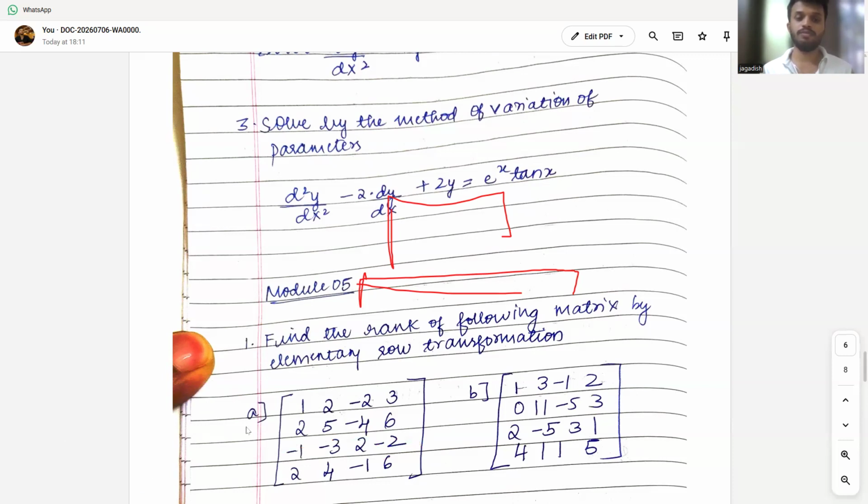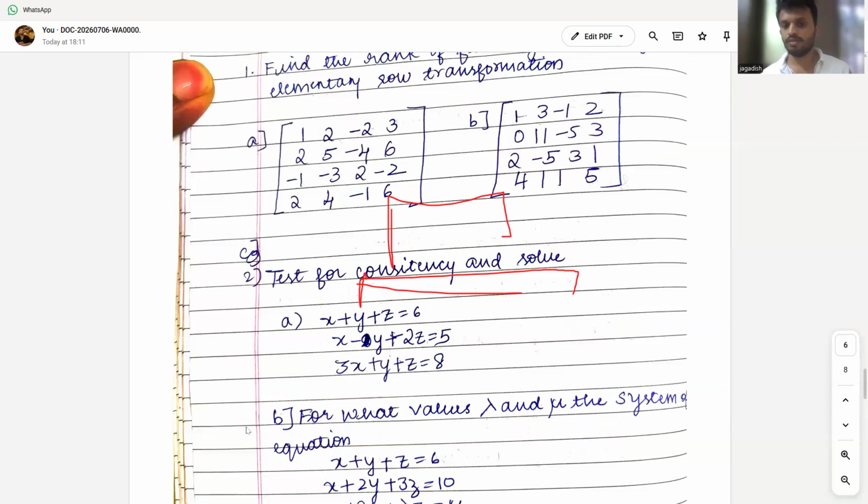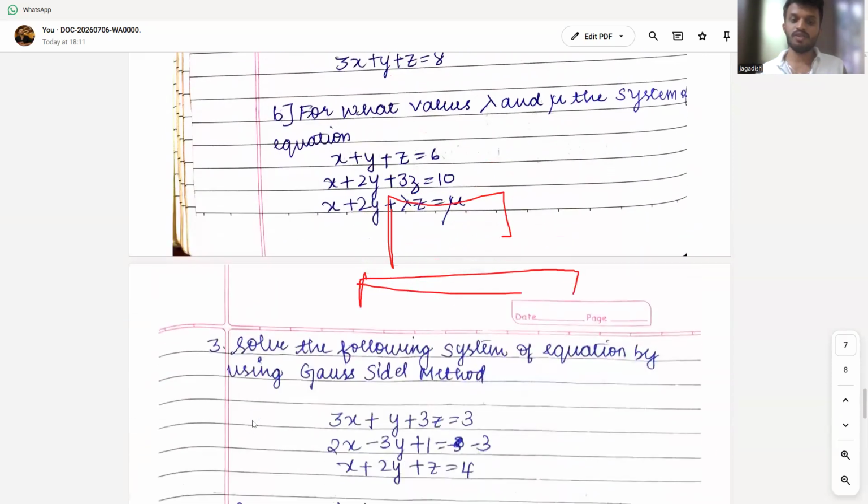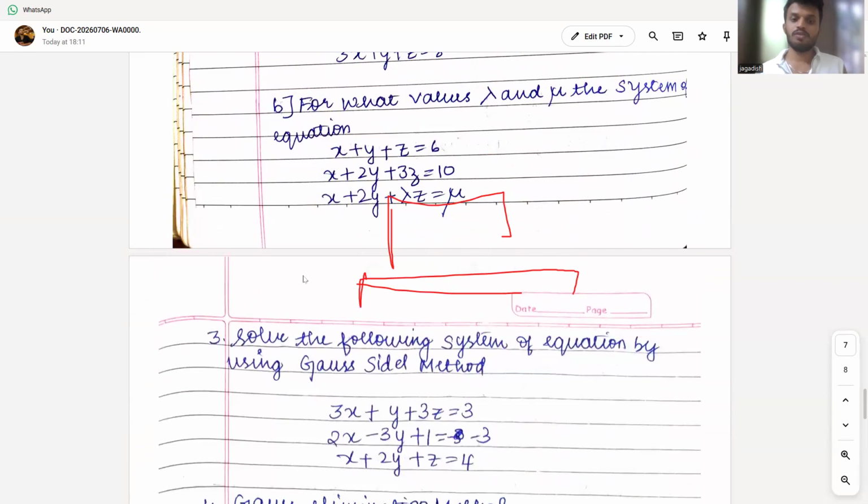Okay, so consistency and solve. In consistency there are three types: no solution, exact solution, and there is a partial solution. Very important, so you need to learn this concept. Very important for your examination, and this will be coming for your examination. For what values of lambda and nu the system will have a solution, they will be giving this.